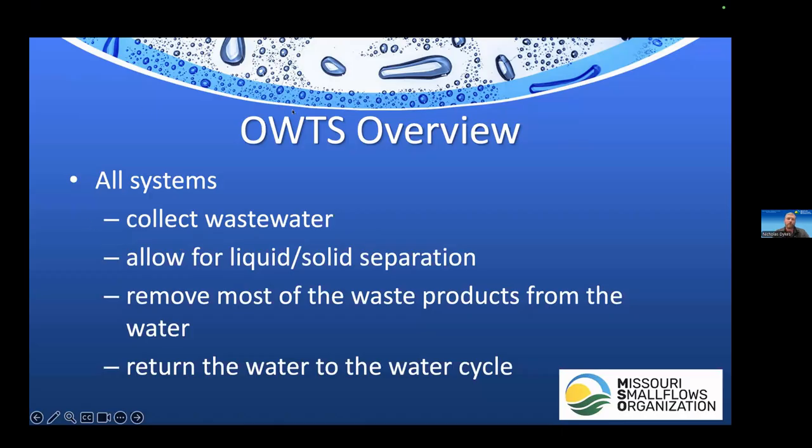So for our overview here, all systems for on-site wastewater treatment have the same kind of purpose. We have to collect the wastewater. We have to allow for some kind of liquid and solid separation. And our goal is to remove most of the waste products from the water. We then have to return that water to our water cycle.